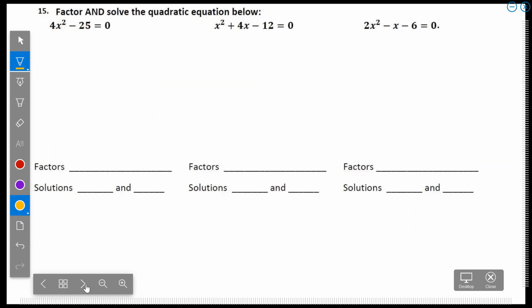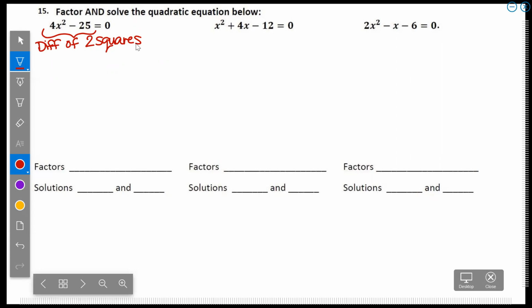How many terms does the first one have? Just 2 terms. This is one of those special situations. This is a difference of 2 squares. When I have only 2 terms, I have a minus in between and only one of them has an x with it. One of them has an x squared and the other one doesn't have any x's at all.